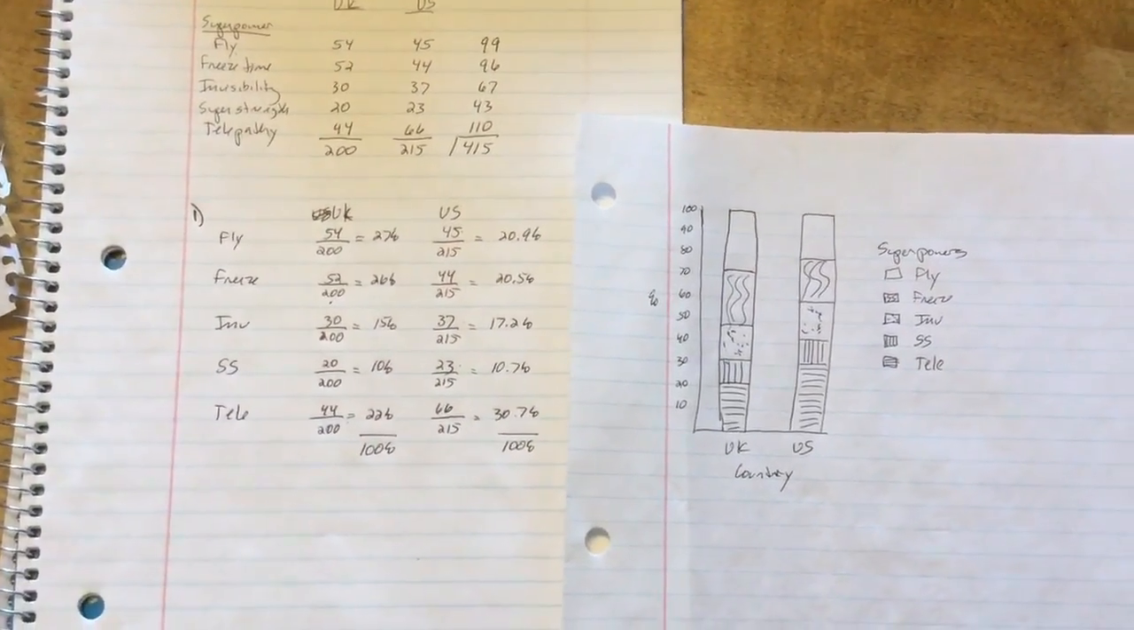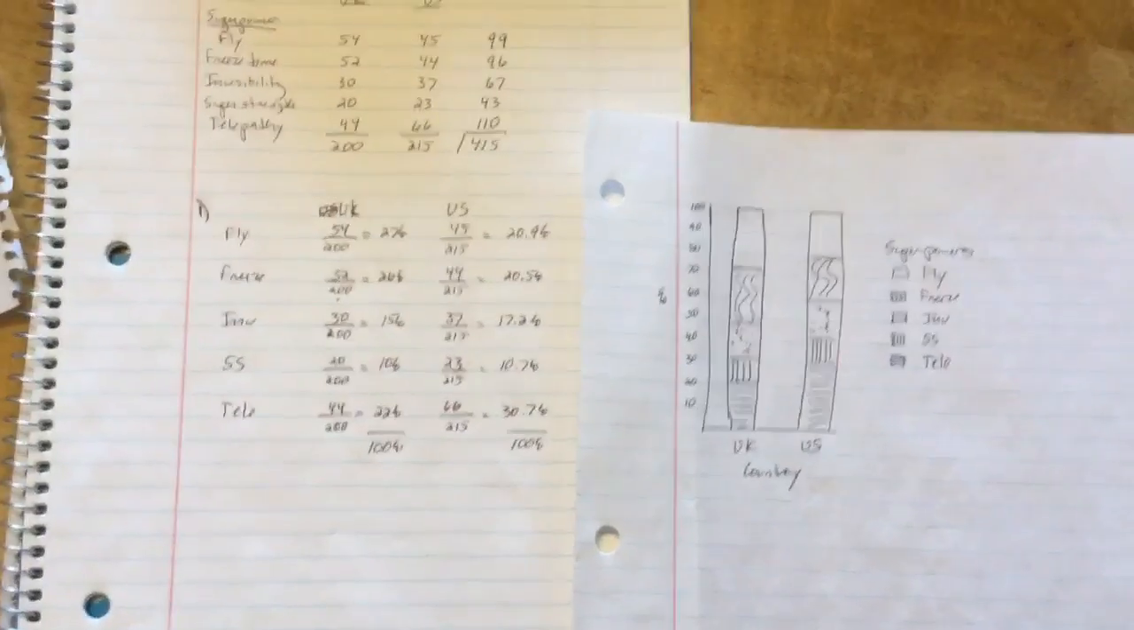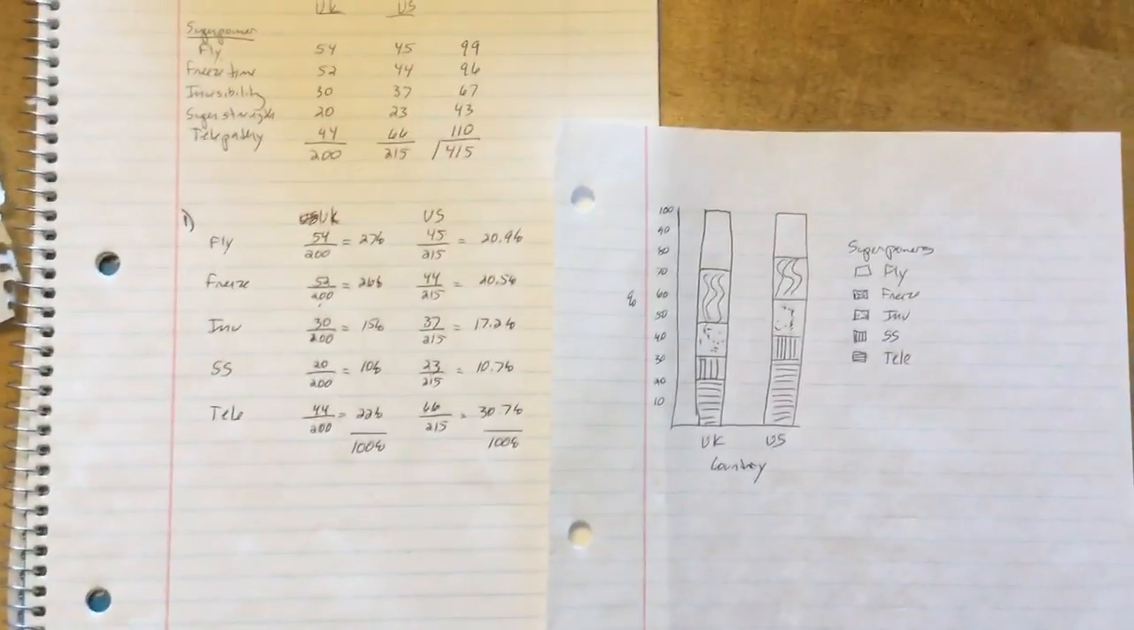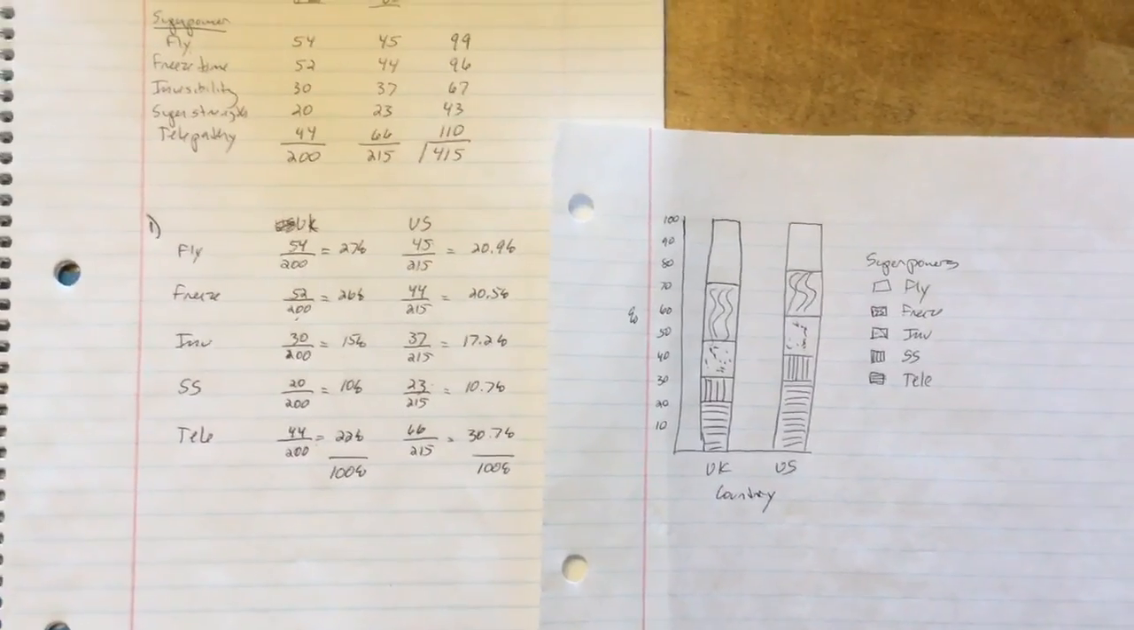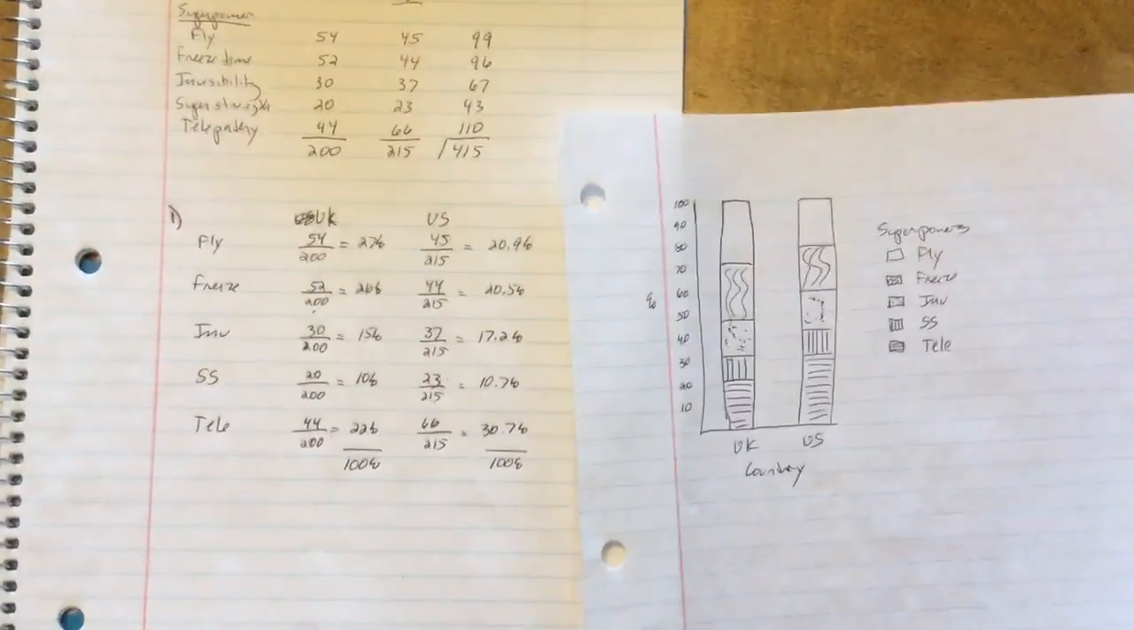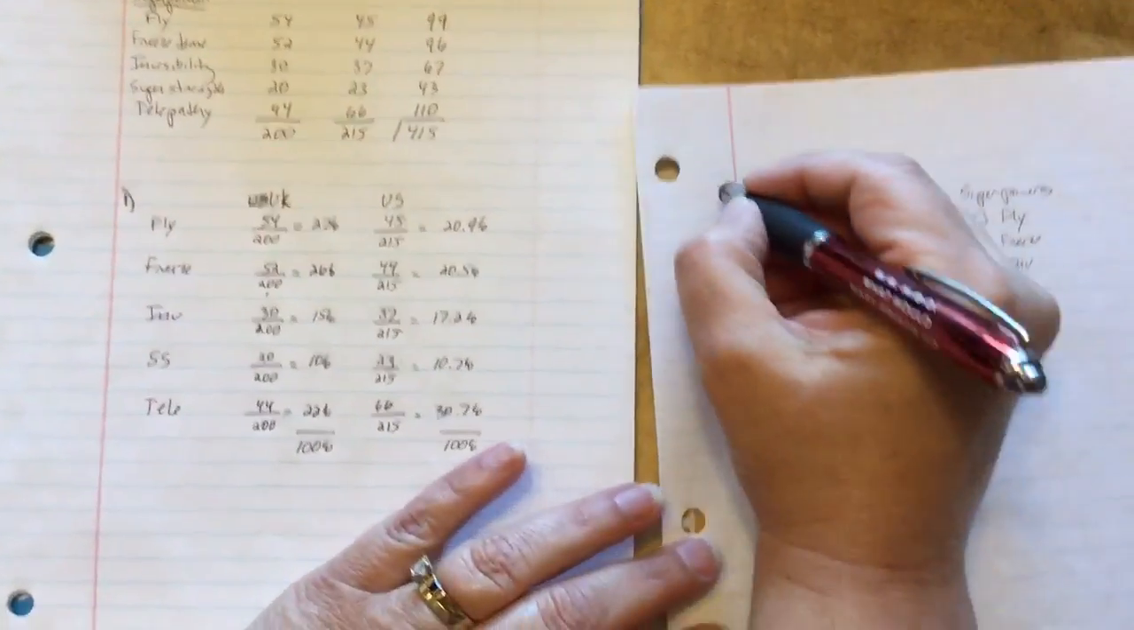So if you have enough that are different, that means there is a level of dependency, which means there is an association between the two variables. There is an association between country of origin and superpower preference. So this was number 2.